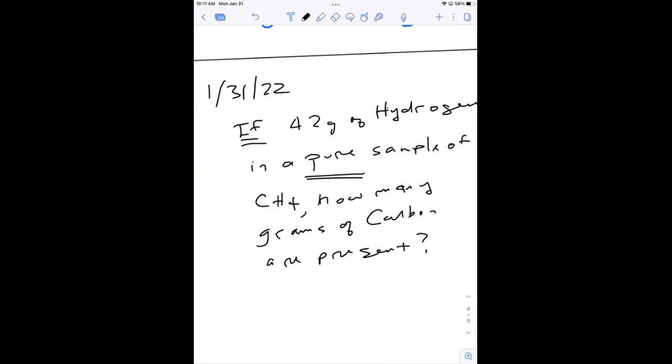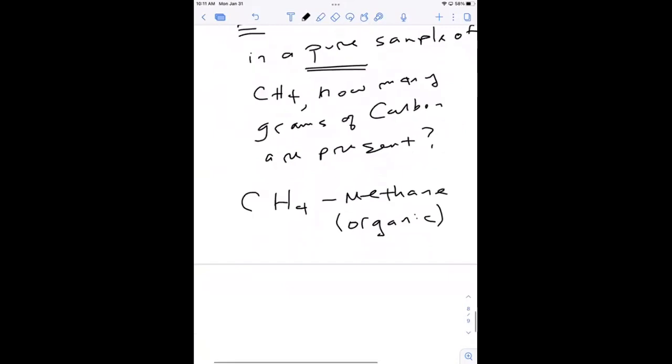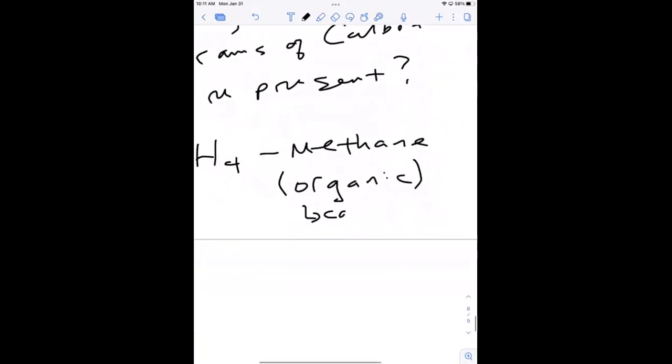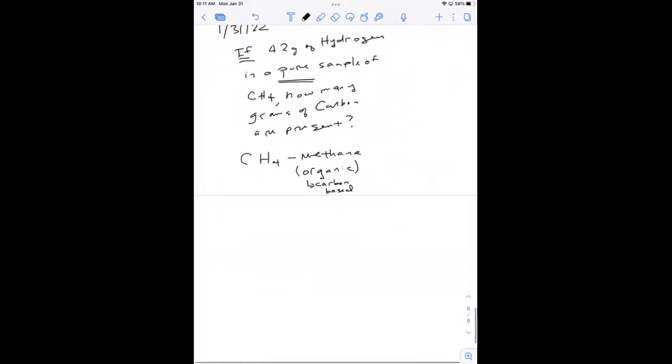So with CH4, let me break that down. This is a compound called methane. We're going to talk more about this. It is considered organic, not in the sense of organic like when you buy food that's considered organic, that's totally different. This is an organic compound in that it is a carbon-based compound. We'll talk more about that later.